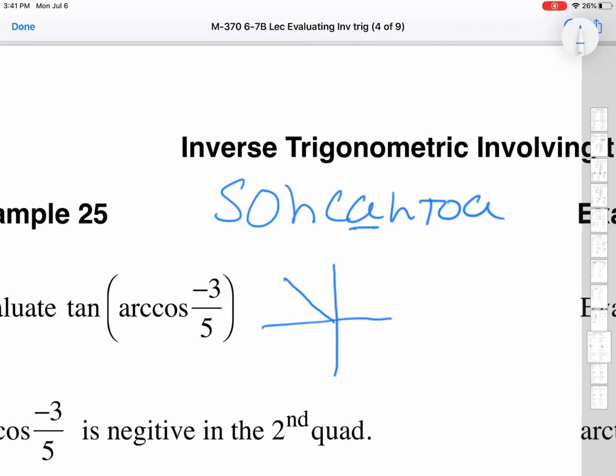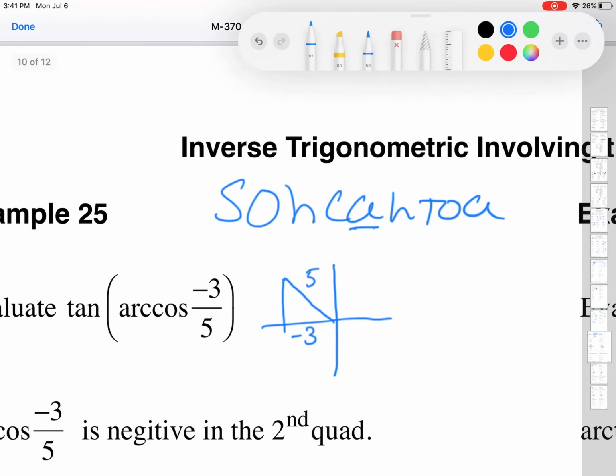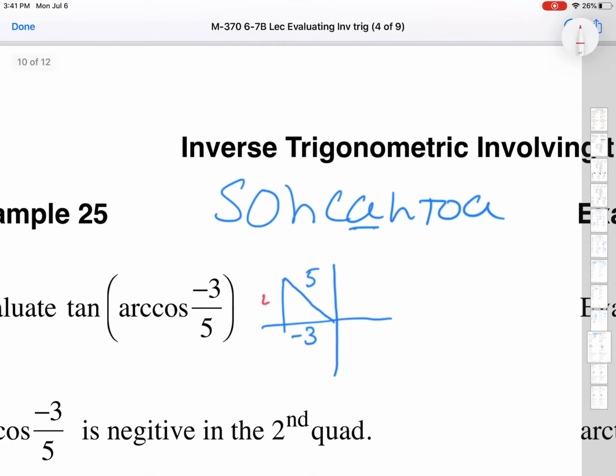Now cosine, what's cosine? Cosine is adjacent, so my adjacent side is -3, and my opposite side is 5. What I need to figure out is this side right here. And so if I solve for this side, you could use the Pythagorean Theorem, but maybe you remember that it's a 3, 4, 5 right triangle, right? But I could use the Pythagorean Theorem and say, hey, I need to know what that y height is. Now, do I need that? Sure, because tangent is opposite over adjacent.